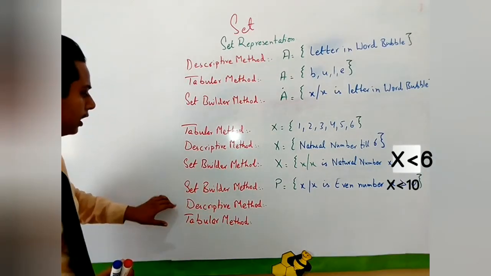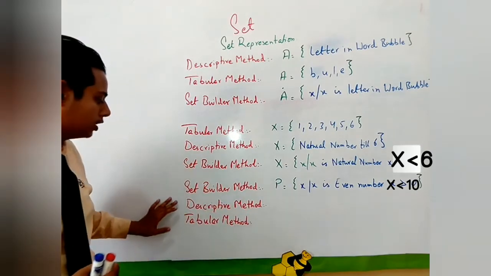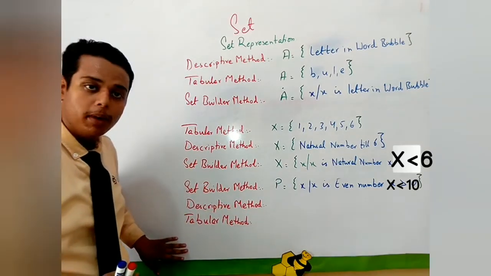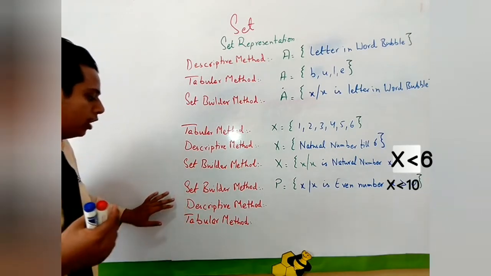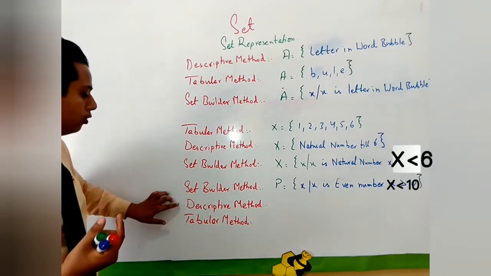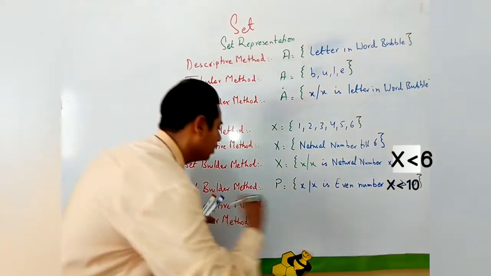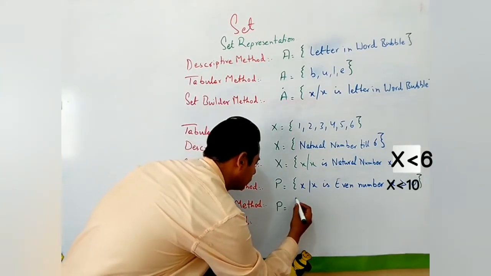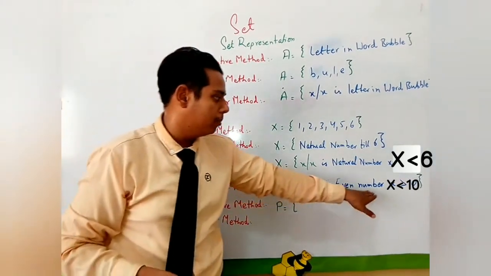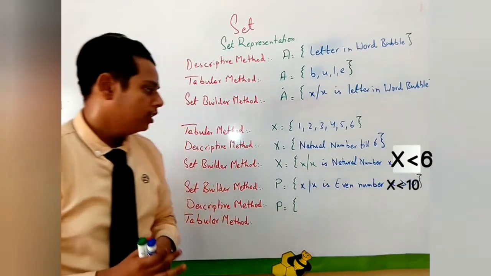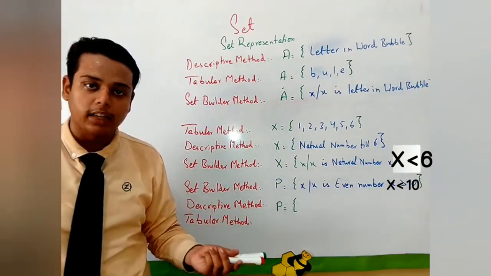Now come to the last thing, set builder form. How we convert the set builder form into the descriptive method and the tabular method. When we are having the set builder form, so it is too much easy to get to know what is the descriptive method. Simply, what will be the descriptive method? What is given over there? Even numbers less than 10. So what you will write? Just simply you need to describe it.